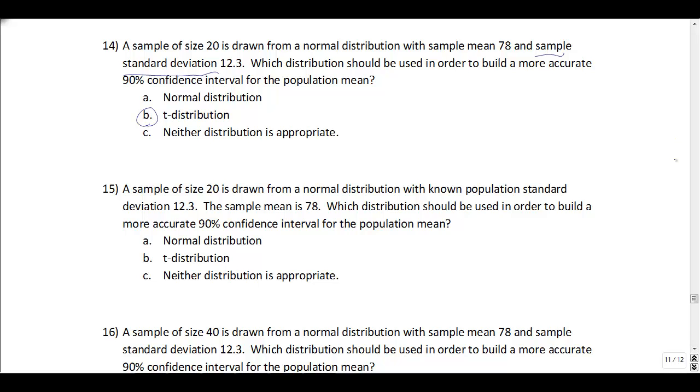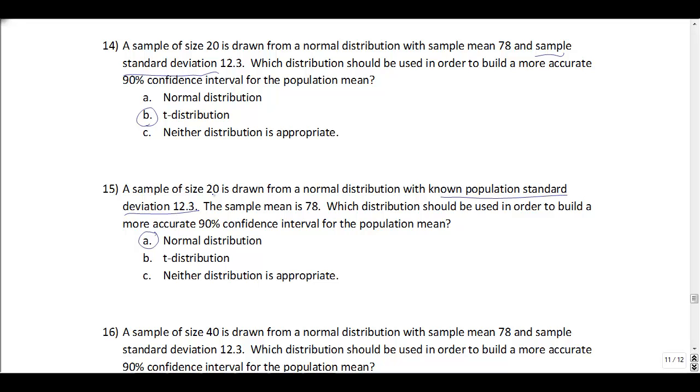Okay, next one says sample size 20 is drawn from a normal distribution with a known population standard deviation of 12.3. Sample mean is 78. What distribution should be used in order to build a more accurate 90% confidence interval? So if we know the population standard deviation, that's when we use the normal. Again, we're drawing from a normal distribution, so we can get away with a small sample size.